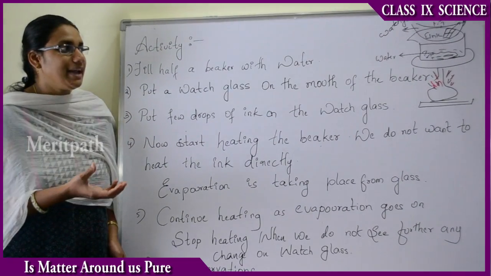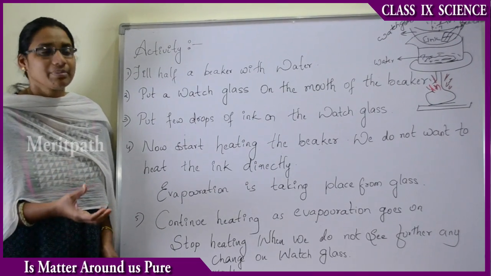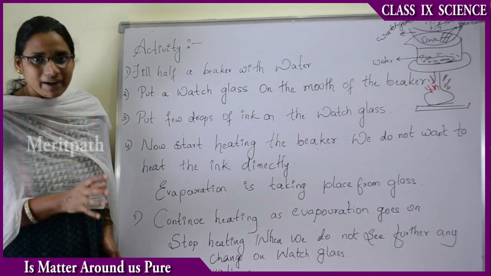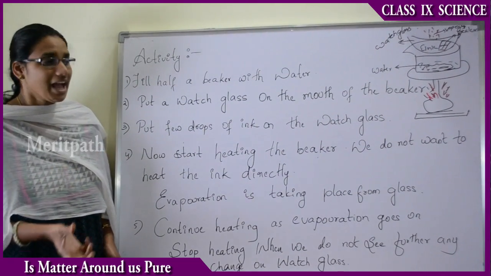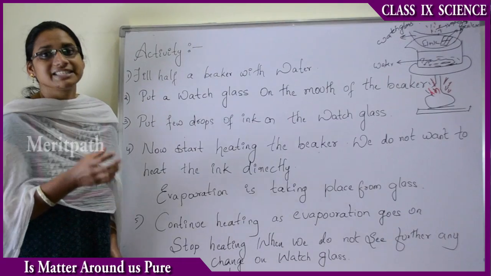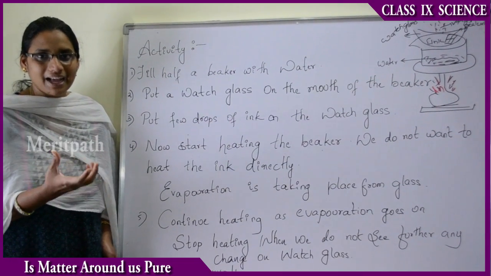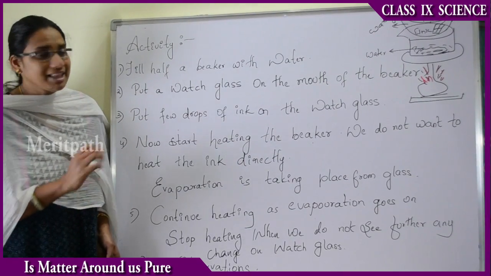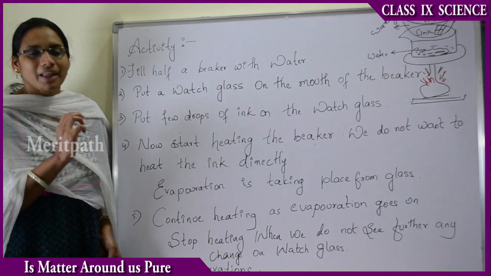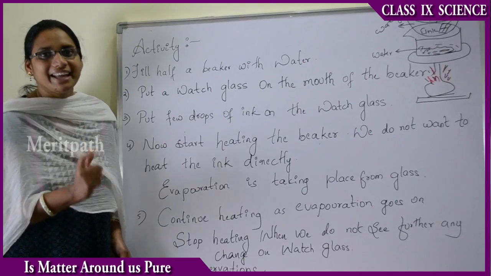Now the solvent in the ink is evaporated by the process of evaporation, and the solute particles, that is the dye, the blue color or black color of the ink, will remain on the watch glass. By this we can separate the black or blue color dye from an ink.